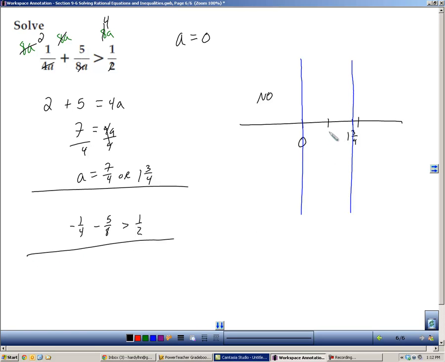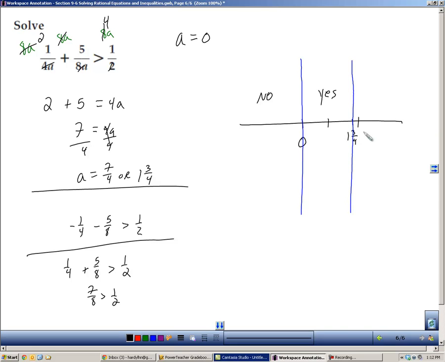Let's go with 1. So if I plug 1 in, I get 1/4 plus 5/8. Is that greater than a half? Well, this is really 2/8 plus 5/8 is 7/8, and 7/8 is greater than a half, so this is a yes region.